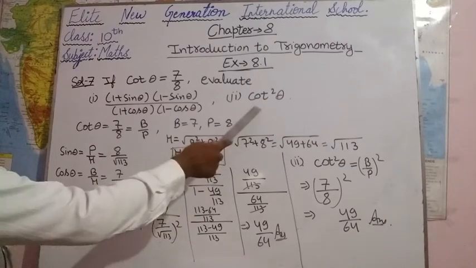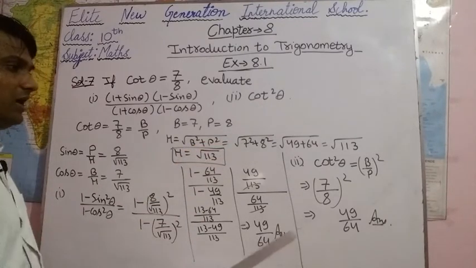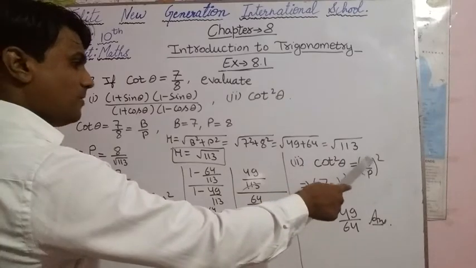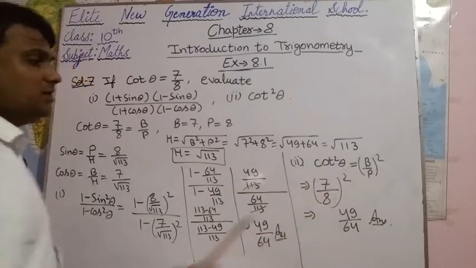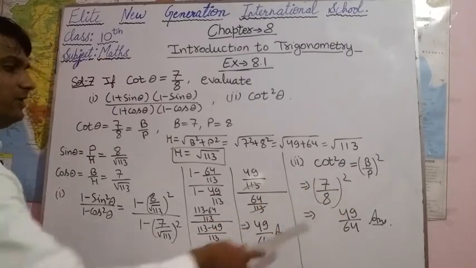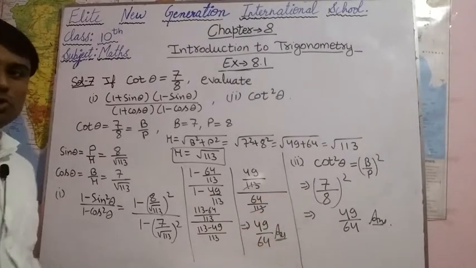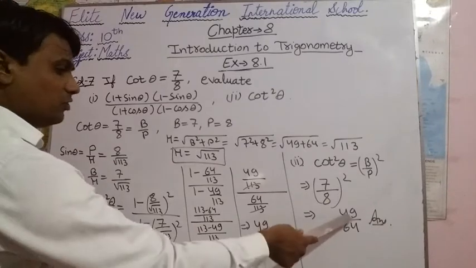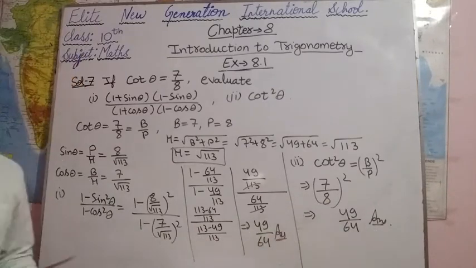Now after this, see its second part. In the second part we have cot square theta equals to b upon p square. So by putting the value of base and perpendicular, it will be 7 upon 8 whole square. So by solving, it will be 49 upon 64. So 49 upon 64 will be the answer.